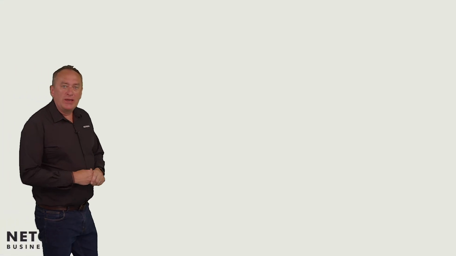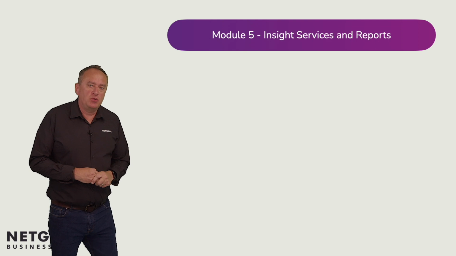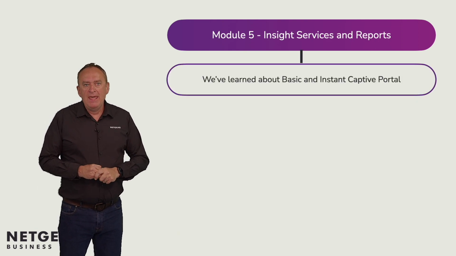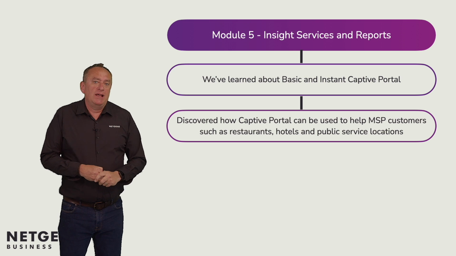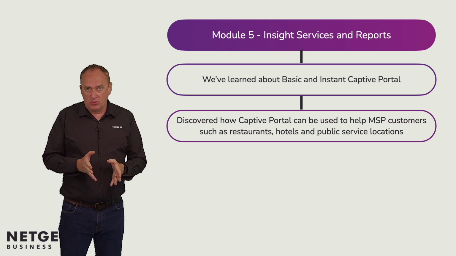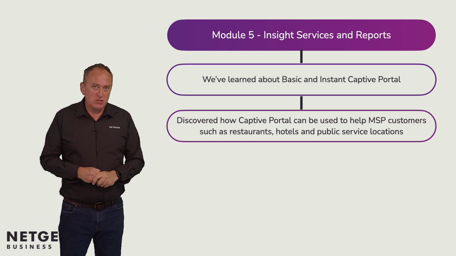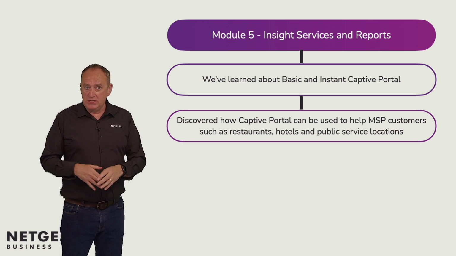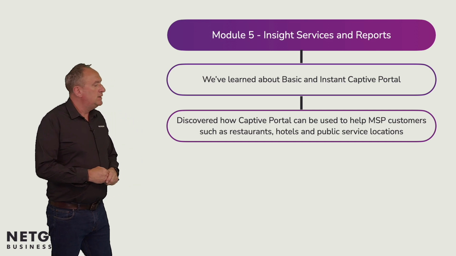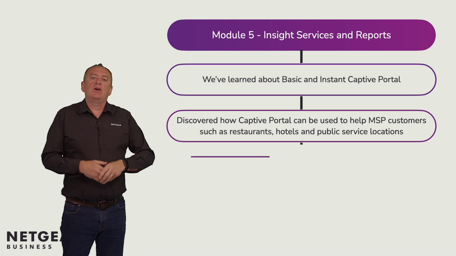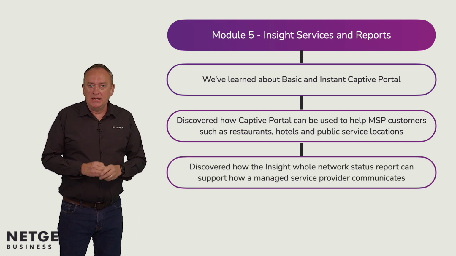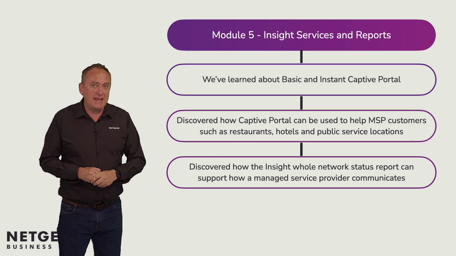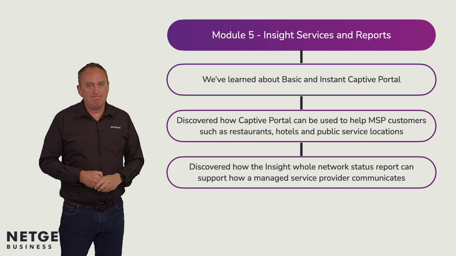Before you head over to the quick quiz, let's recap what we've covered in this module. We've learned about basic and instant captive portal, and discovered how it can be used to help MSP customers such as restaurants, hotels and public service locations to market products and services to clients coming onto their premises and using their Wi-Fi network. We've also discovered how the Insight Whole Network Status Report can support how a managed service provider regularly communicates the status and health of a network to its customers.